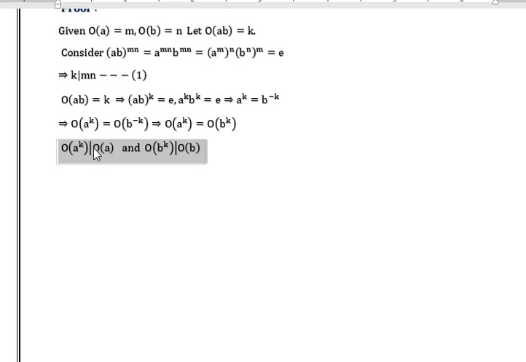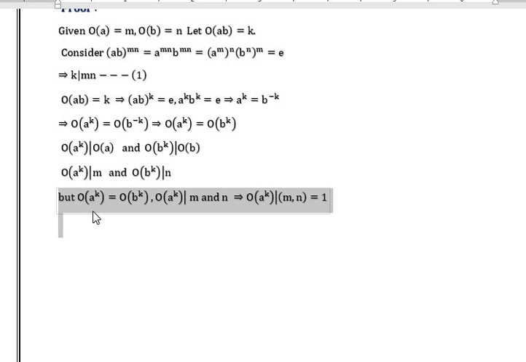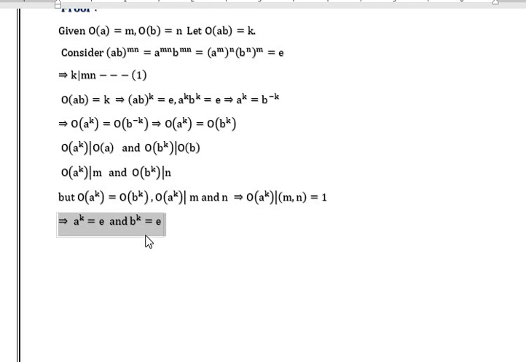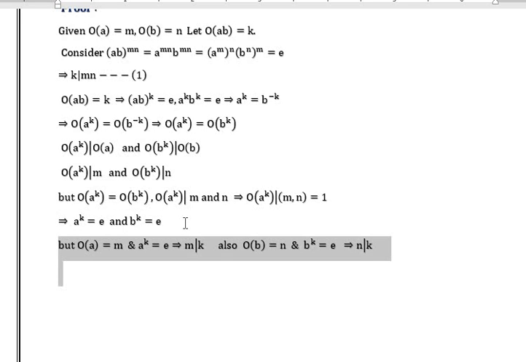Order of a power of k divides order of a, and order of b power of k divides order of b. That is nothing but order of a power of k divides m and order of b power of k divides n. But order of a power of k is equal to order of b power of k. Therefore, order of a power of k divides m and n both, which implies that order of a power of k divides gcd of m and n, which is equal to 1, which implies a power of k is equal to e and b power of k is equal to e.